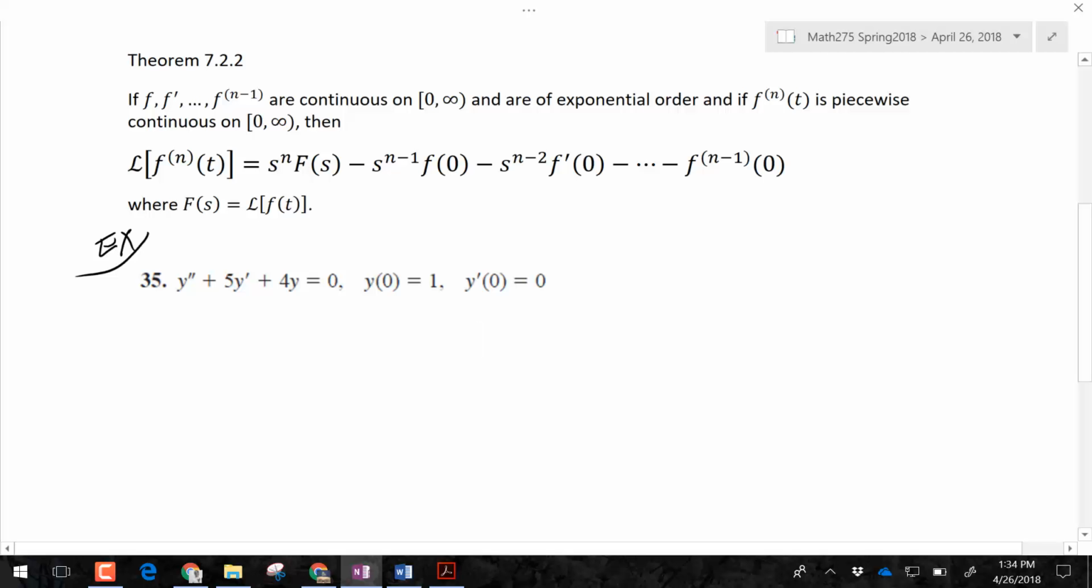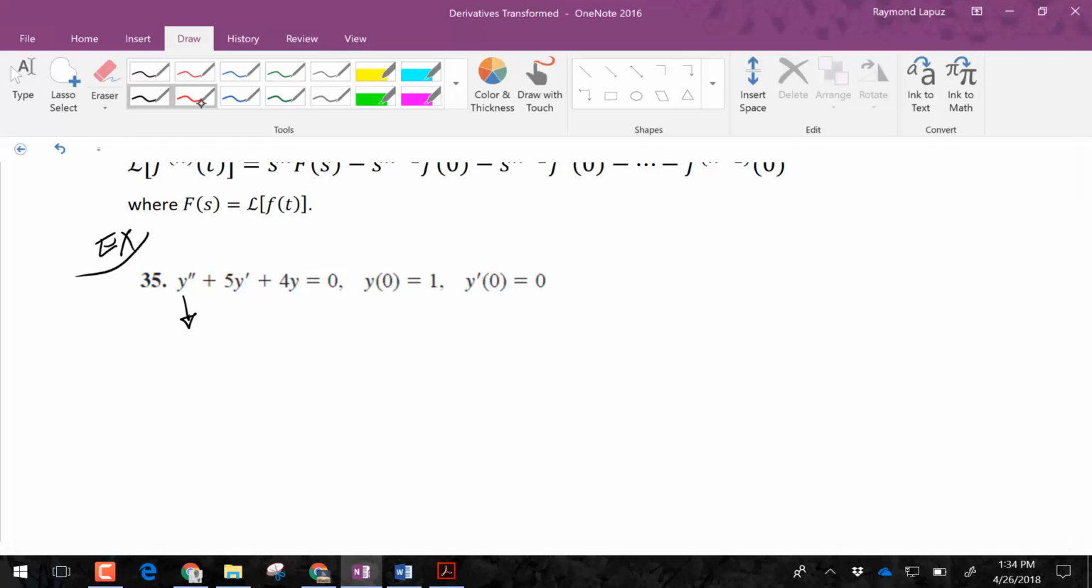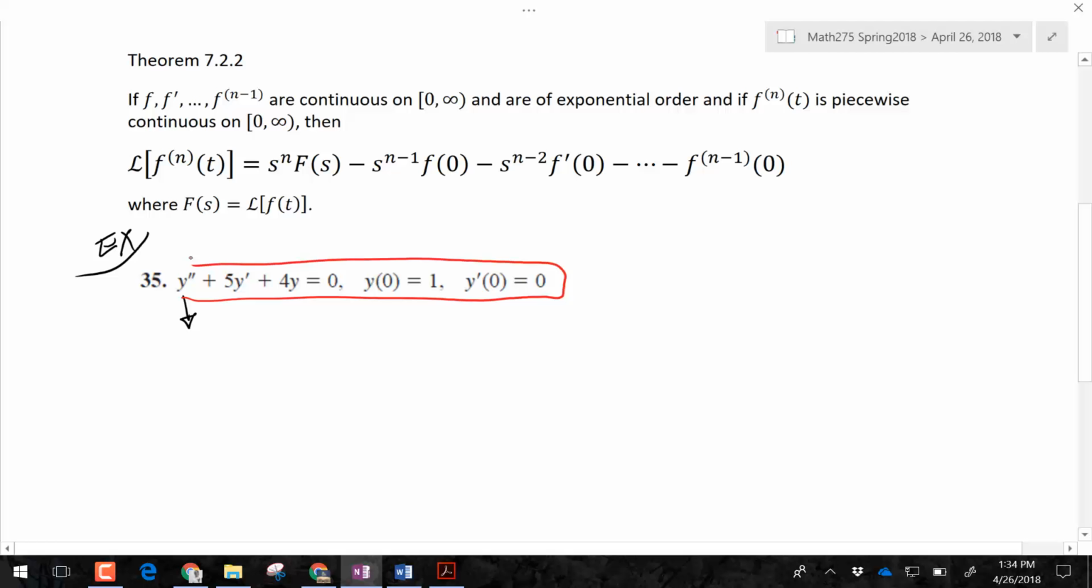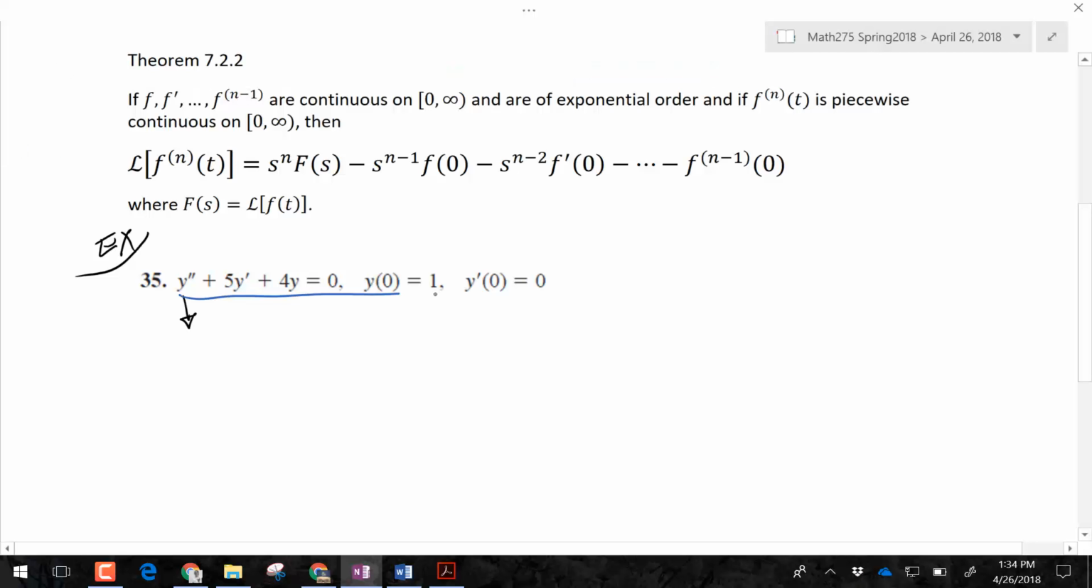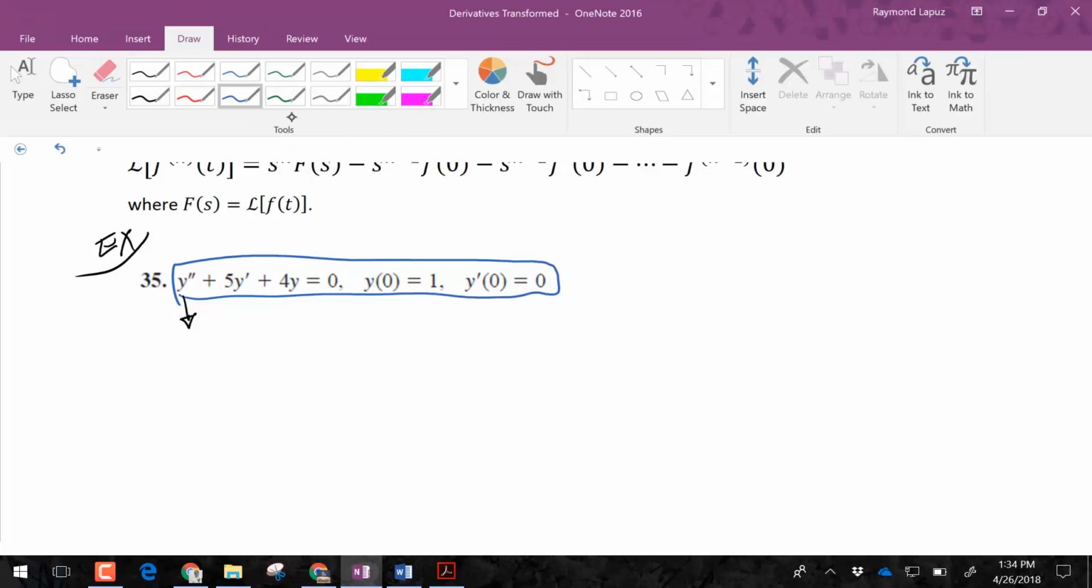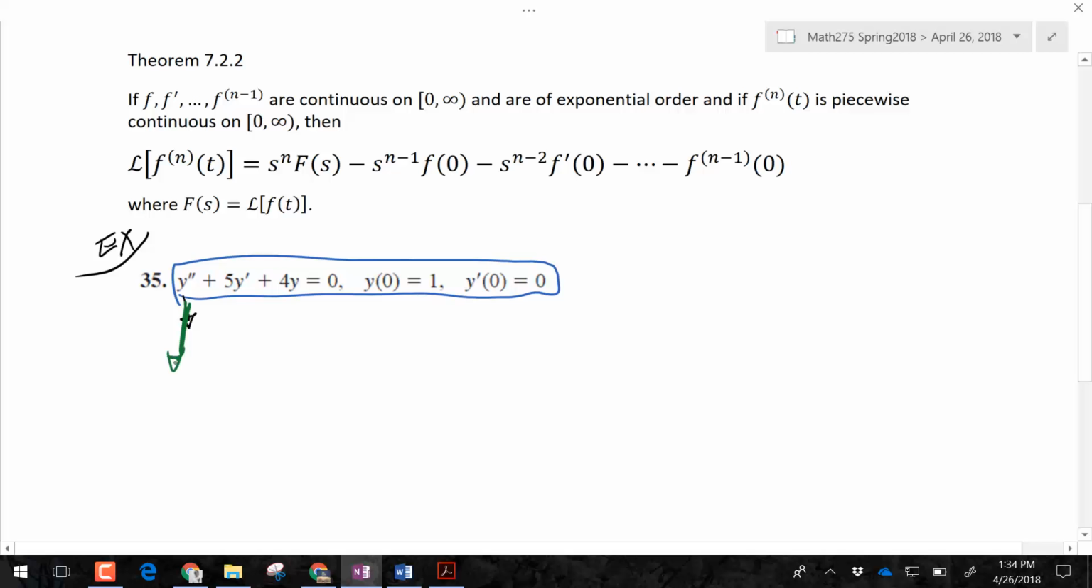All right. Let's do this. So we have a second derivative, and this is our real world problem. Yeah, we need to know the initial conditions. If you don't have initial conditions, then it won't work. We can. All right. Let's see.